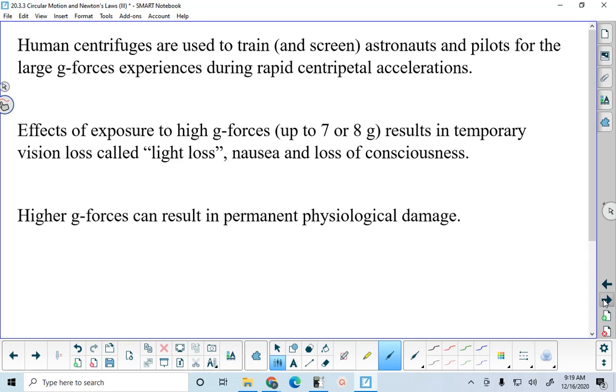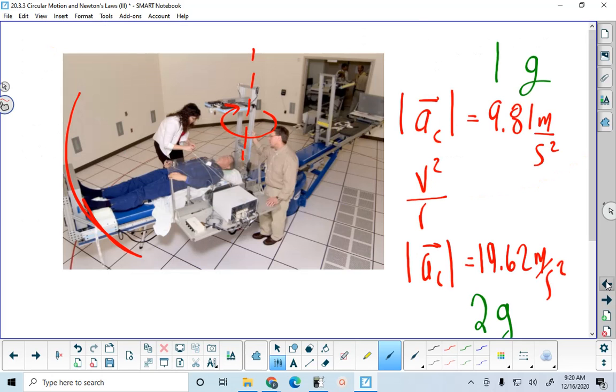They're used to train and screen astronauts and pilots. Sometimes pilots and astronauts need to be able to stay conscious for very high g's. And what happens is, in all of these cases, just like the ketchup in the ketchup bottle, the blood in this person's body is going to be forced, apparently forced, towards the outside to their feet. And if the blood drains from your head, you lose consciousness.